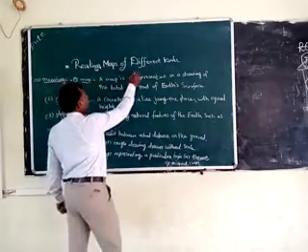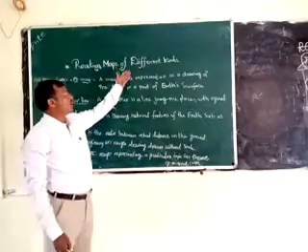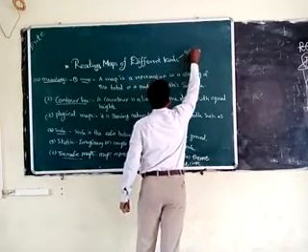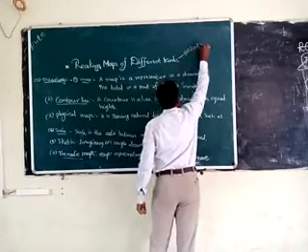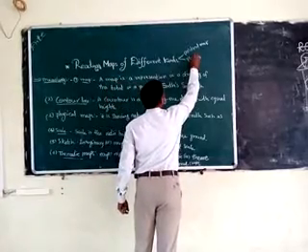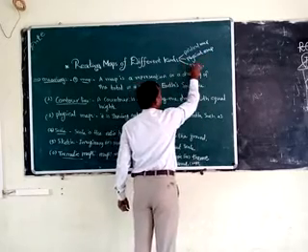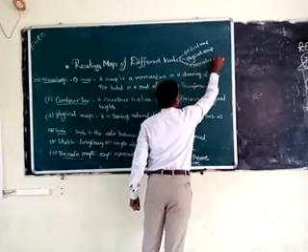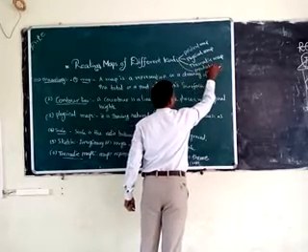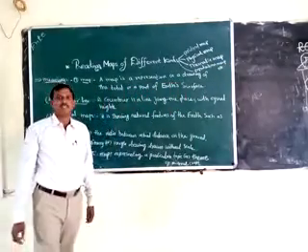There are different types of maps. This map is the political map. The different types are political maps, physical maps, thematic maps, and population maps, etc. So a number of maps are available for us.